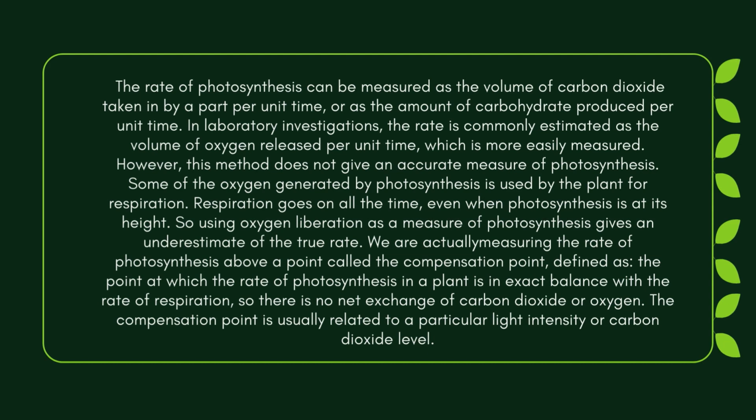We are actually measuring the rate of photosynthesis above a point called the compensation point, defined as the point at which the rate of photosynthesis in a plant is an exact balance with the rate of respiration, so there is no net exchange of carbon dioxide or oxygen. The compensation point is usually related to a particular light intensity or carbon dioxide level.